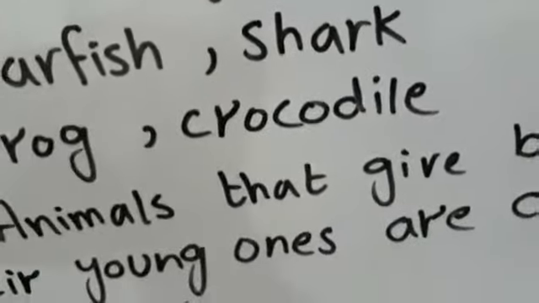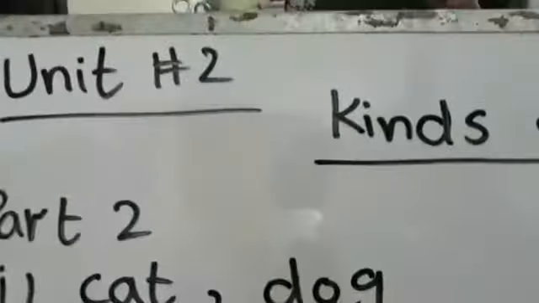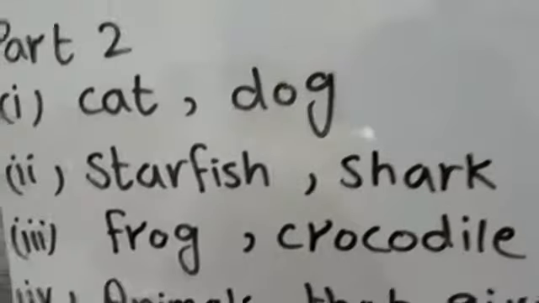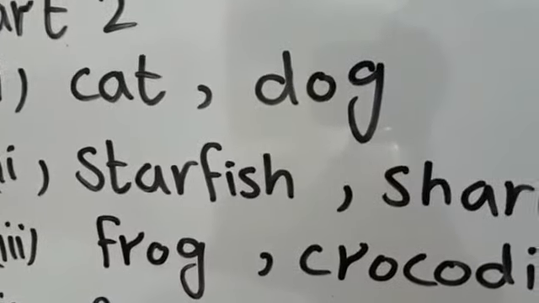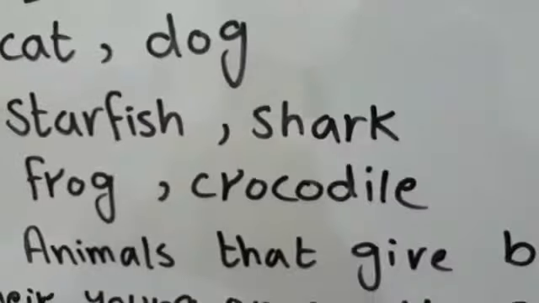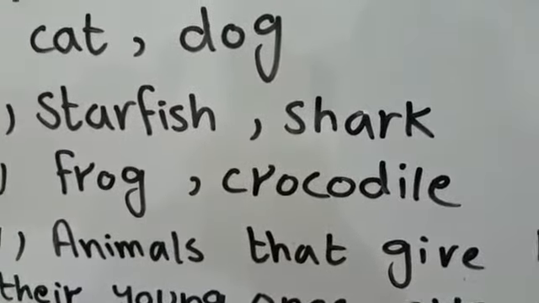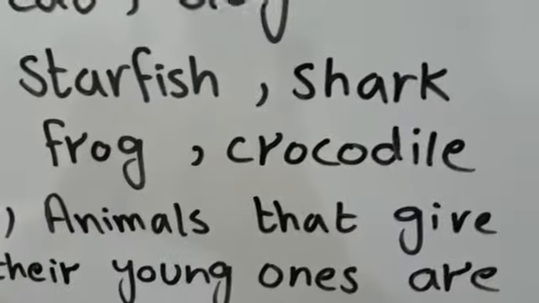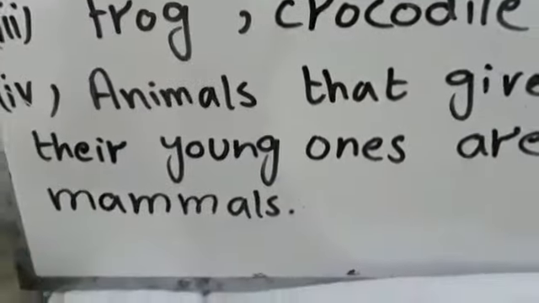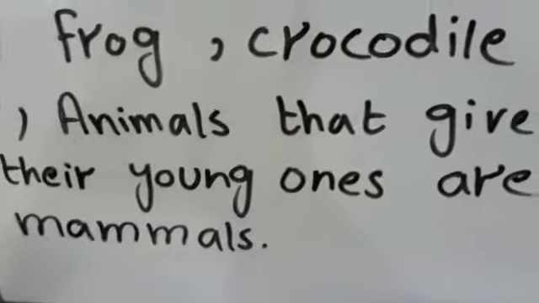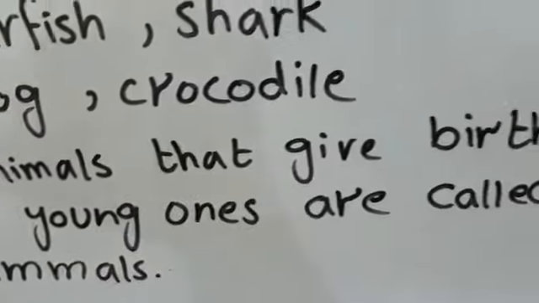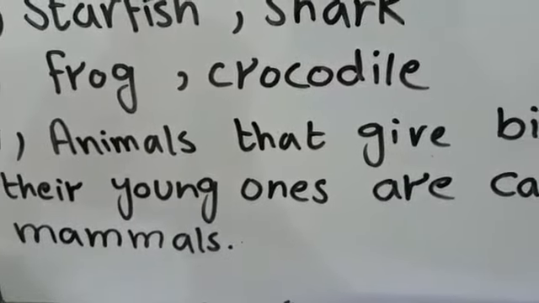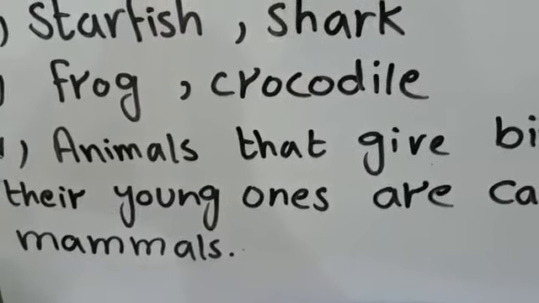Write down these question answers on your copy. Mention unit number 2, name of the unit, kinds of animals, and write down question number 1. After that, the answer of question number 1, cat and dog. Question number 2 answer, starfish, shark, two animals of water, and two animals that live both on land and in water, that is frog, crocodile, and what are mammals is the last one, or the fourth question on page number 17. Animals that give birth to their young ones are called mammals. Clear? Write down these questions plus answers neatly on your neat copy.